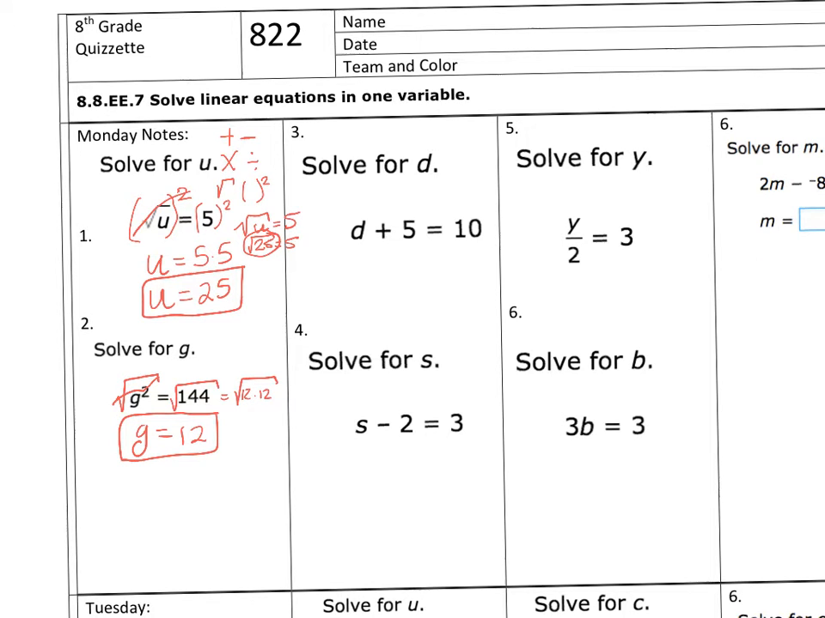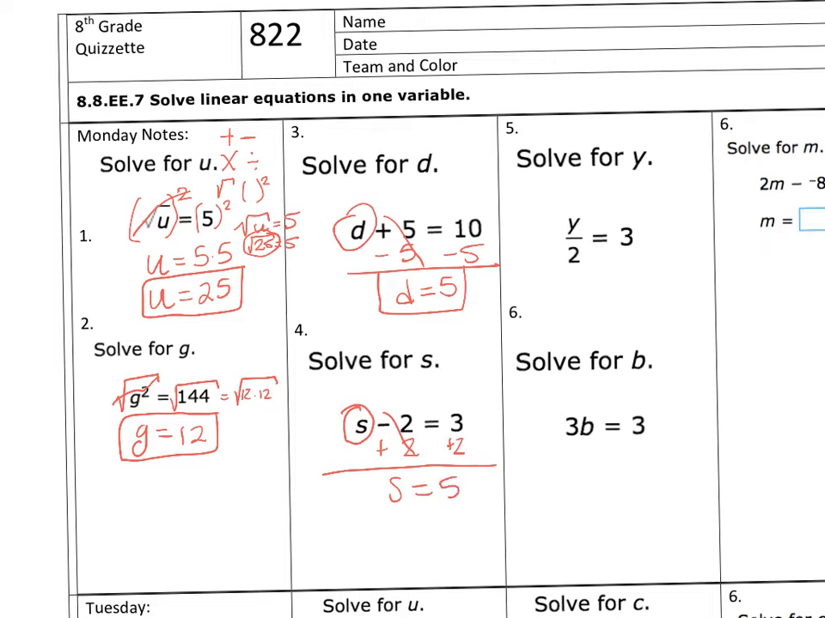Number 3 is just a one-step equation. You're going to solve for d. You're going to undo addition and you're going to subtract 5 to both sides. You end up getting d is equal to 10 minus 5, which is 5. Number 4, it's also a one-step equation. I'm going to add 2 because what I do on one side, I do to the other. So I'm left with s is equal to 5.